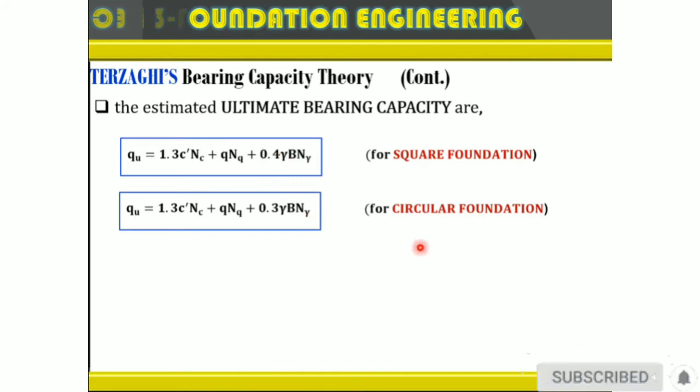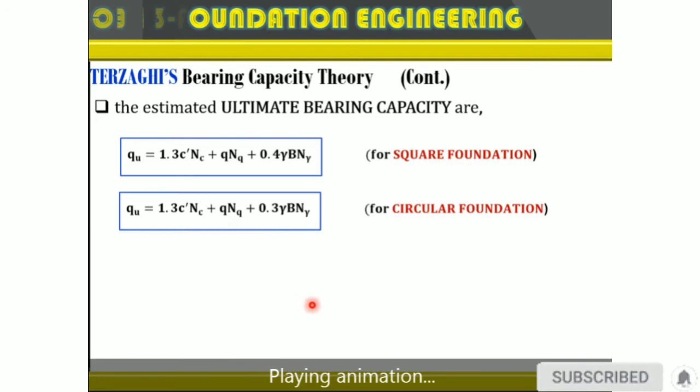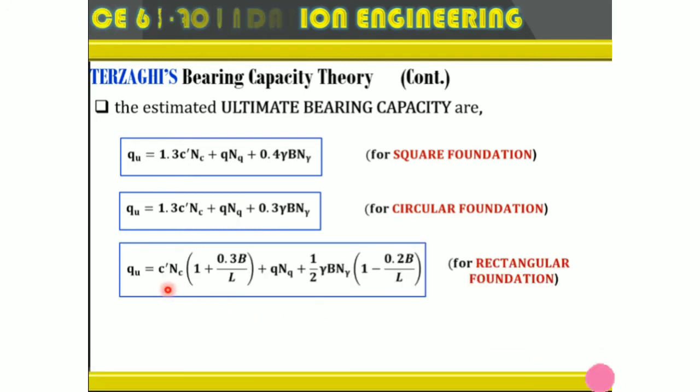Second, we have now the circular foundation. Our Q sub U differs only in the third term. We use 0.3 here instead of 0.4 for the circular foundation, and the first two terms are the same. And for the rectangular foundation, we will have this formula for our ultimate bearing capacity, as shown in this slide.